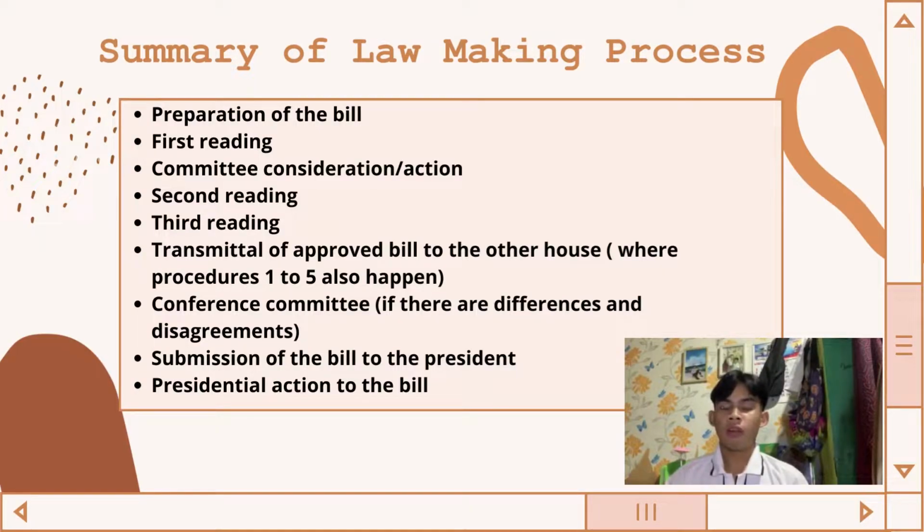The summary of the lawmaking process. Preparation of the bill. First reading. Committee consideration or action. Second reading. Third reading. Transmittal of the approved bill to the other house, where steps 1 to 5 also happen. Conference committee if there are differences and disagreements. Submission of the bill to the President. Presidential action on the bill.